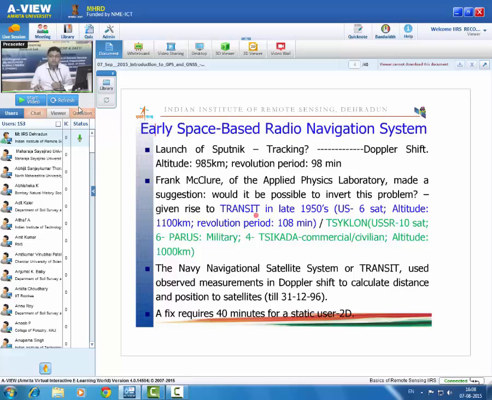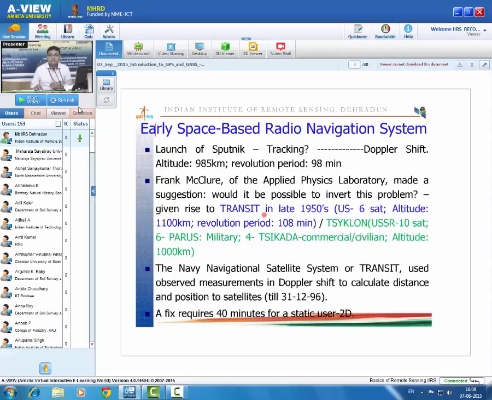Now we are calling it Transit and not GPS because Transit was a system which had a specified coverage on the earth. It did not cover the entire earth. This was primarily to meet the requirements of the Cold War at that time between the US and Russia.